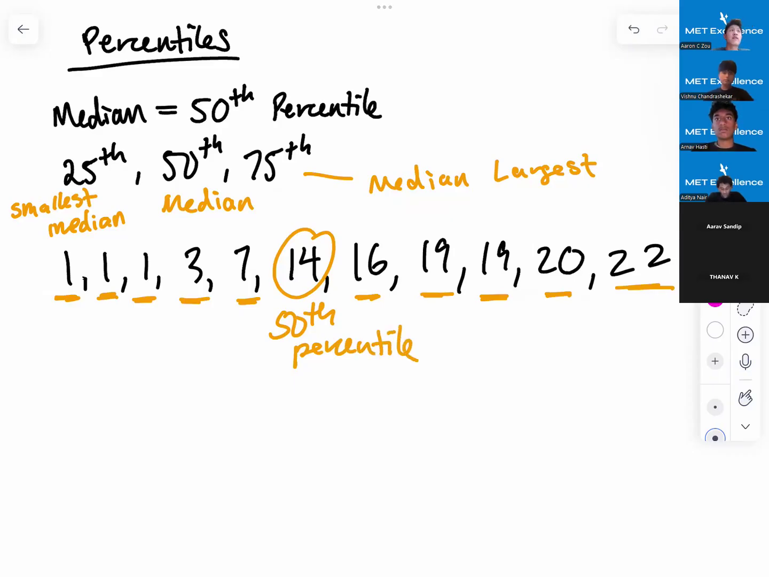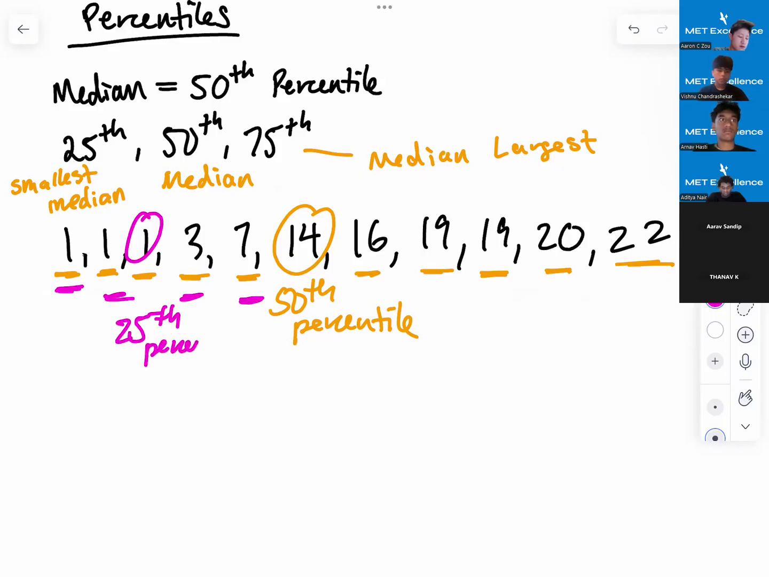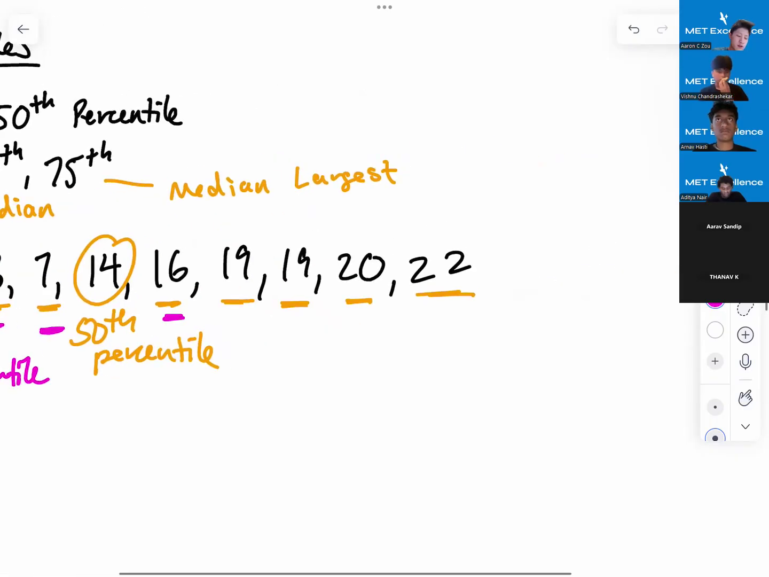Now to find the 25th percentile, we're going to find the number between the smallest number and the median. So let's do that. And we see that 1 is the 25th percentile. And then on this side for the 75th percentile, we see it's 19.